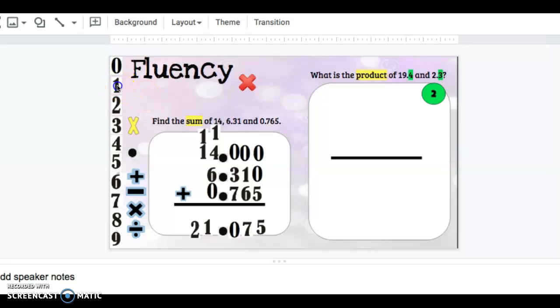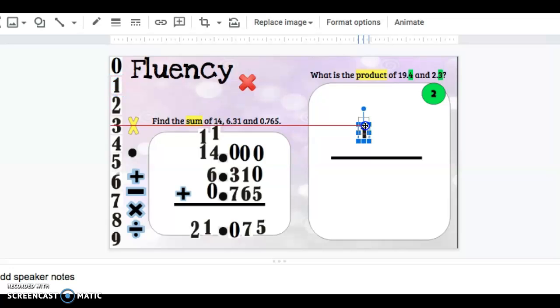So I have 19, and then I just put the 4 after it because remember I said we took the decimal points out so we can multiply. And then I line up my digits, the 2, as if they were whole numbers.